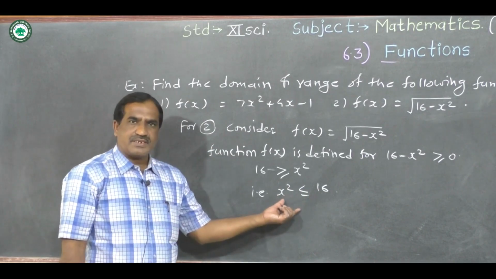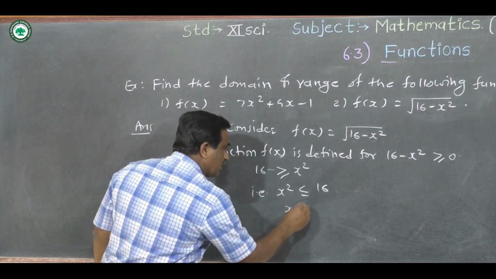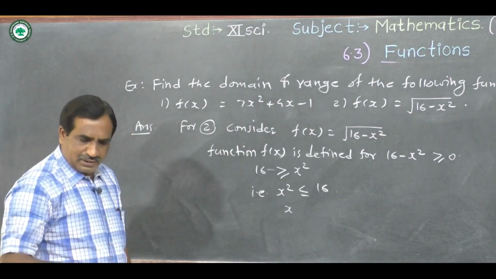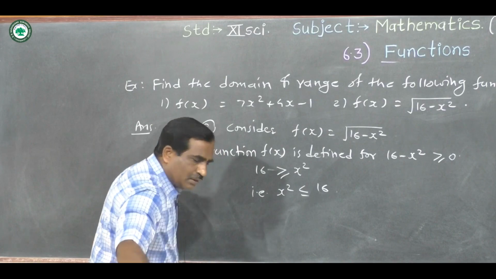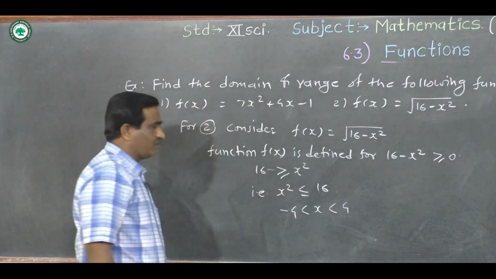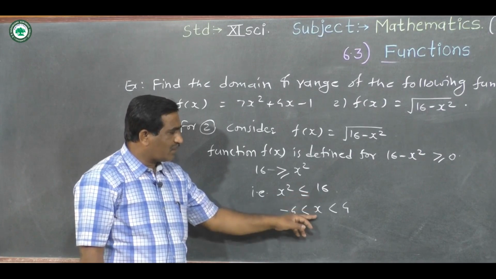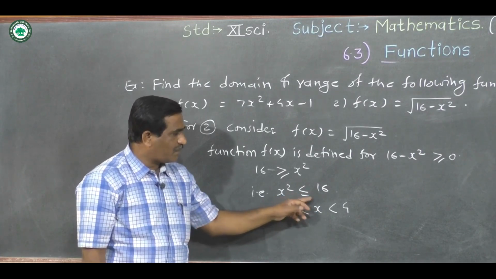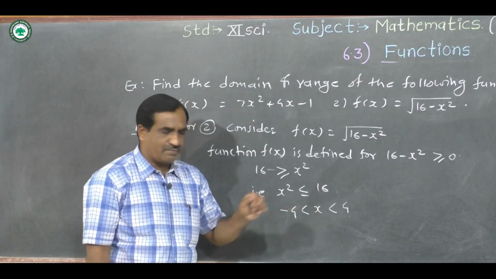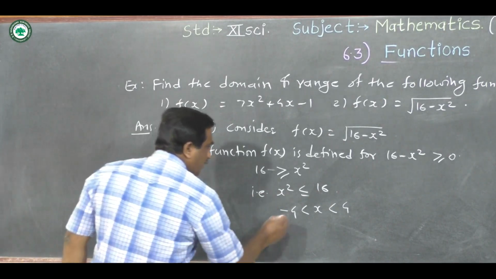If we take square root of this inequality, the square root of 16 is plus or minus 4. Therefore, we can write directly minus 4 less than x less than plus 4. We get x is equal to plus or minus 4; minus 4 is less than x and plus 4 is greater than x. Therefore, values of x are in between minus 4 to 4. Okay, we can take the equal sign also.